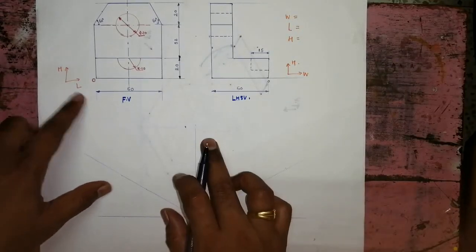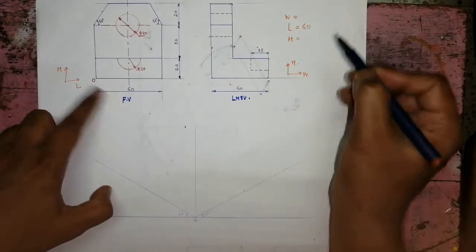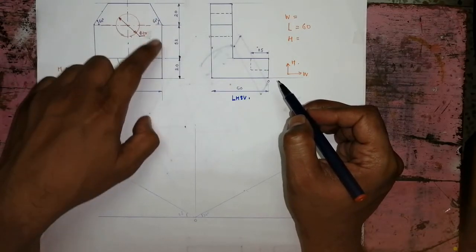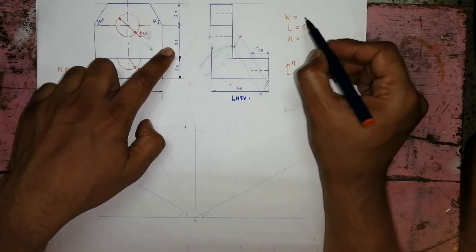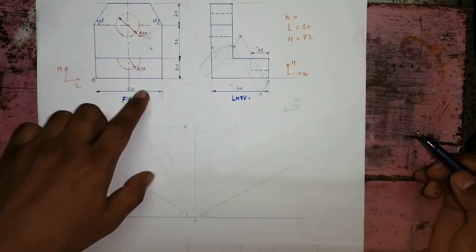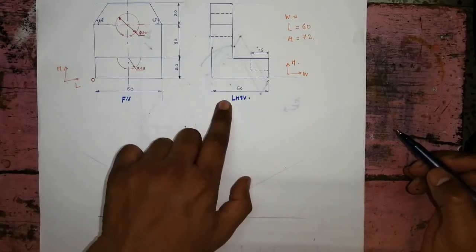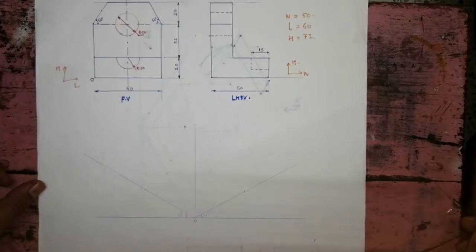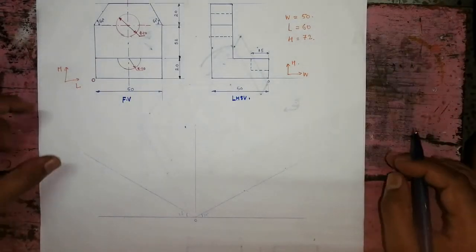So length we will get from the front view, it is 60. Okay, height we will get from the front views, it is 20, 40, and 32, it is 72. Okay, and the width we will get from the side view, so this is 50. Okay, so we have calculated the three dimensions, length, width and height.